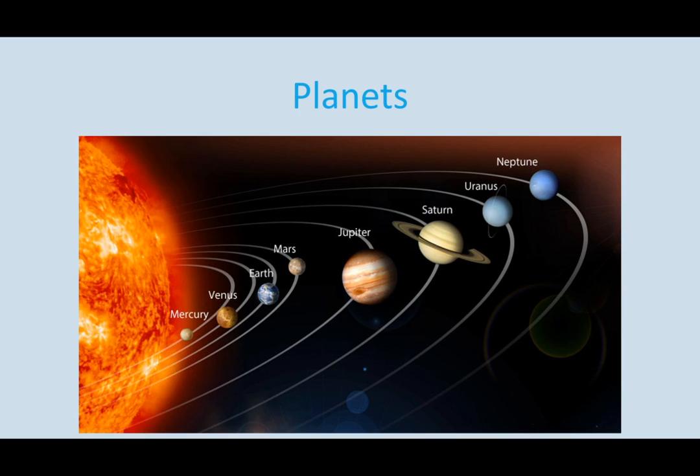We're going to look at a quick overview of the planets, so we can see the solar system here and the planets within it, and we're just going to do a quick breakdown of each one and a small characteristic of it.